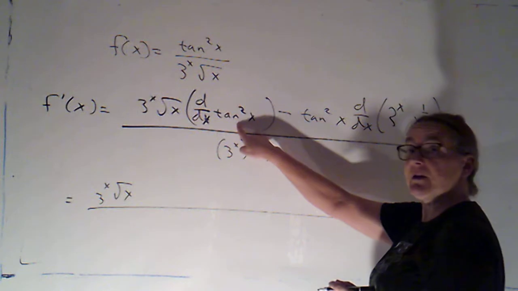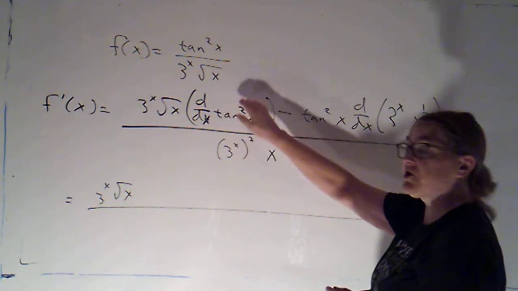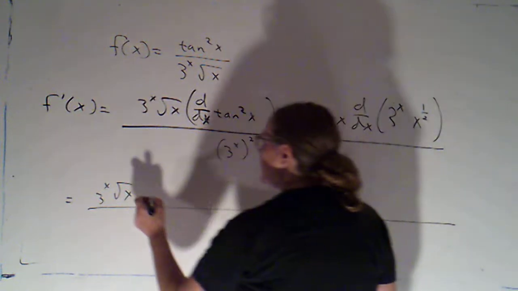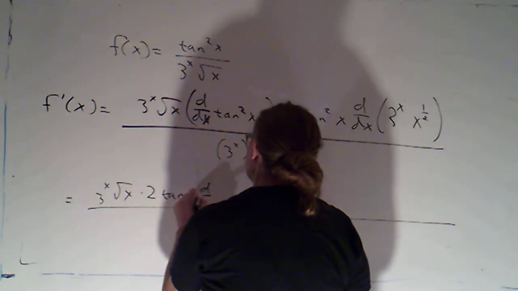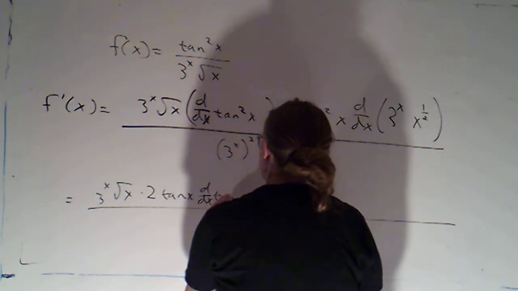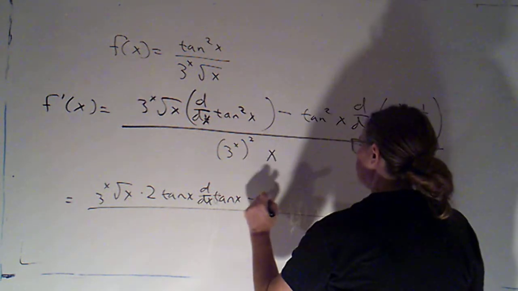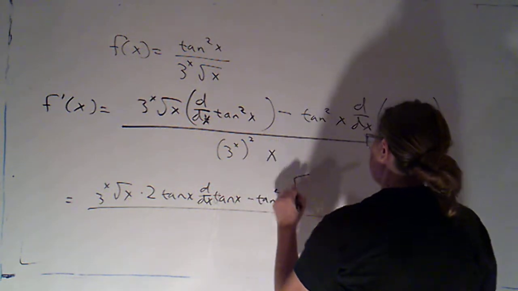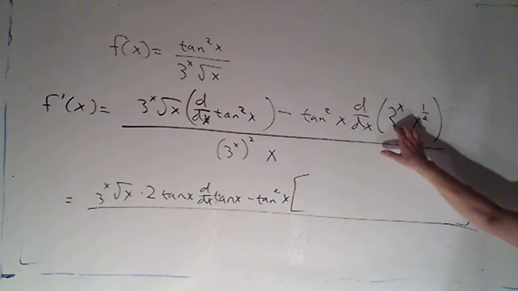Now here we're going to be using chain rule because this is a function composition. I'm plugging tangent into the squaring function, so I'm going to get 2 copies of tangent of x, and then we'll have to multiply that by the derivative of tangent of x, minus tan squared x. Big brackets here because I'm taking the derivative of a product, so I know I'm going to be using product rule.